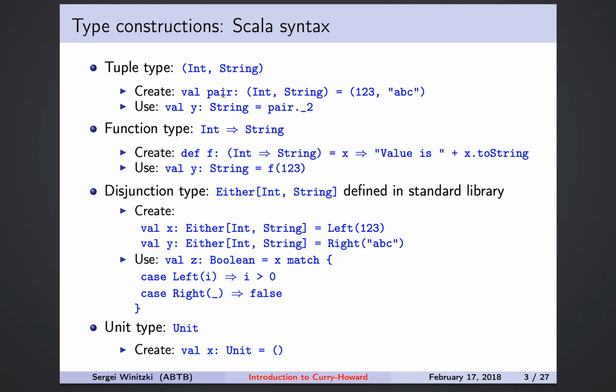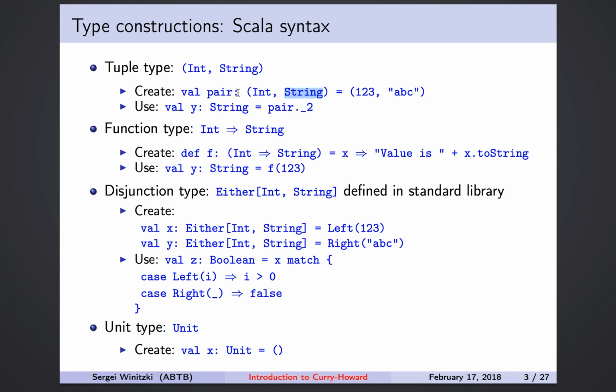Once you create a value of the tuple type, how can you use it? Well, the only way you can really use it is to extract some parts out of a tuple. So you can extract the first part, or you can extract the second part. In the Scala syntax, this is how you extract parts of the tuple. And here, for instance, you can now compute a new value called y, which will be of type string because the second part of the tuple is of type string.